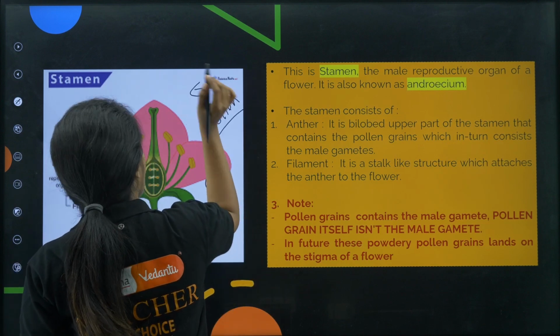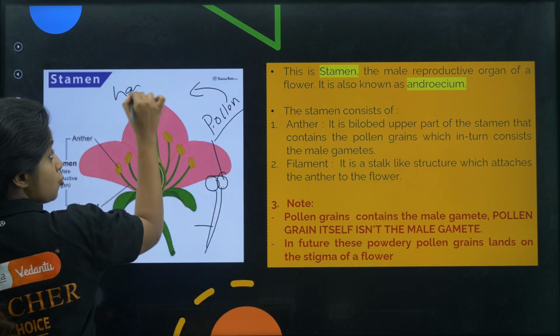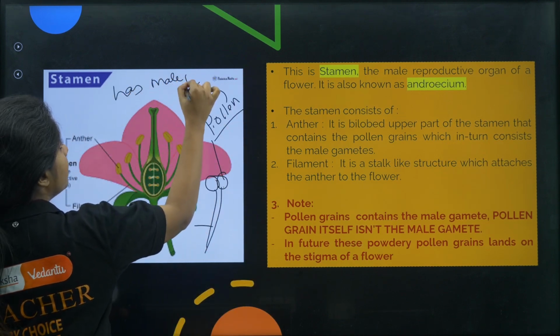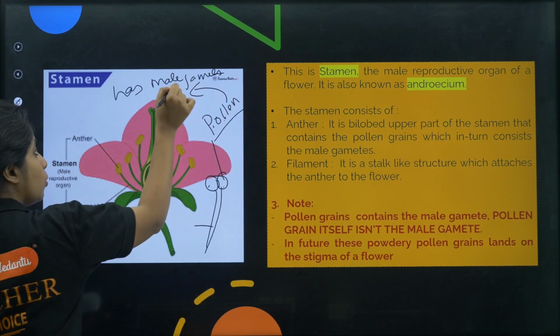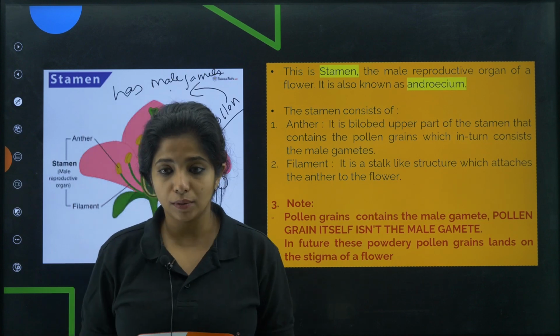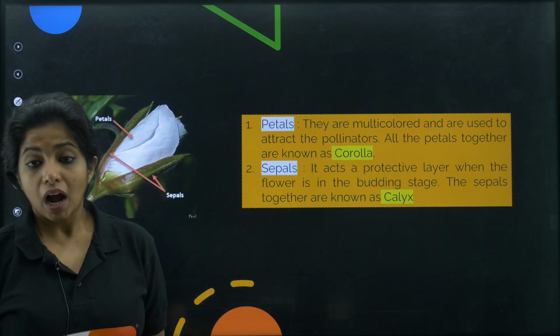The pollen grains are going to have, it is not the male gamete, it has the male gametes. So, anther is there. Inside the anther you have pollen grains. Inside the pollen you have what? Basically the male gametes. Okay, remember that. Now, other parts are also there.